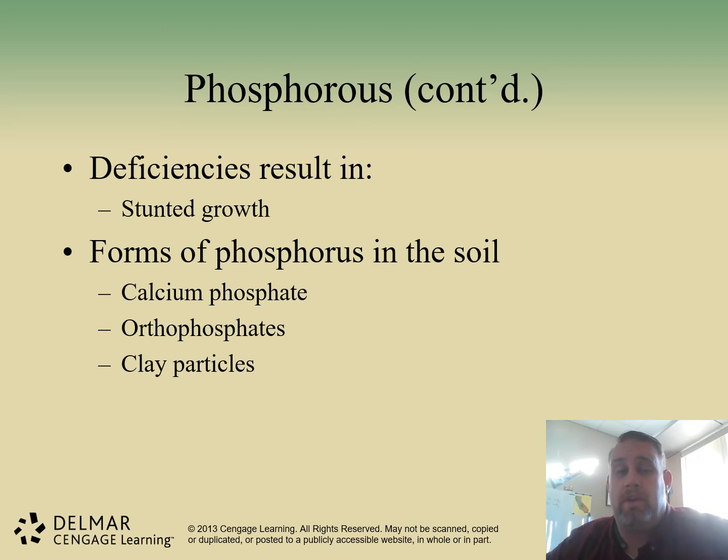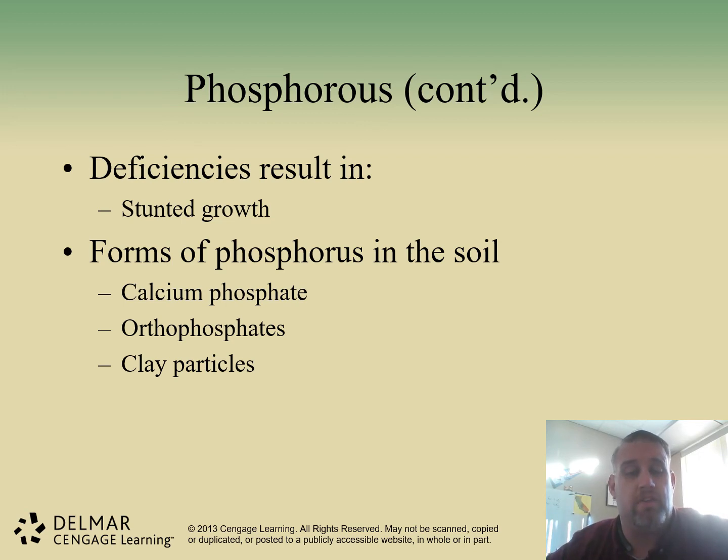So things that can be happening due to lack of phosphorus is stunted growth, and one of the telltale signs of a lack of phosphorus is purple plants. So if you start to see a purple coloring in plants, then you probably have a phosphorus deficiency.